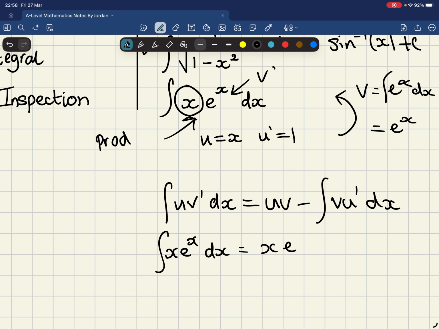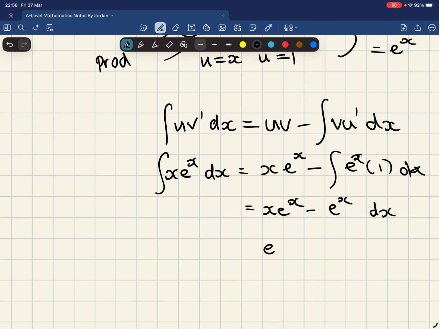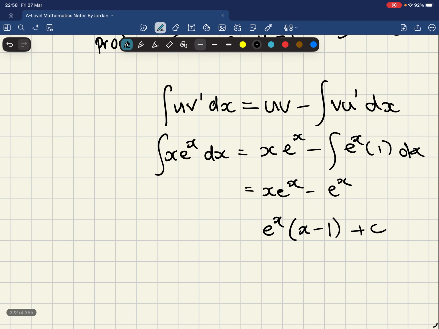So that's x e to the x. Take away the integral. V again is e to the x. U dash is actually 1. So you can see that's where it's simplified, the integral. So that clearly goes back to itself again. And we can factor out e to the x if you want. There you go. So that's the answer.